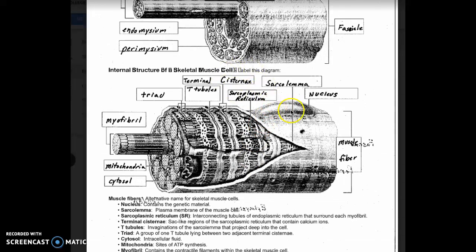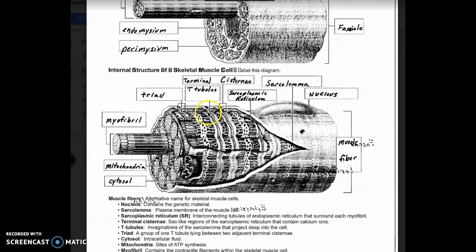The endomysium has been removed, so we can see the sarcolemma, which is just a fancy word for cell membrane in a muscle cell. We have our nucleus and our myofibrils. Myofibrils have stacks of sarcomeres. Remember, the sarcomeres are the contractile units. We'll look at those a little bit more in detail shortly.